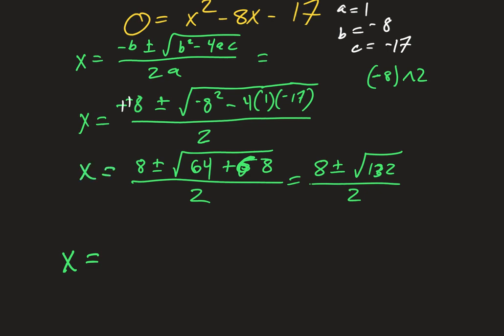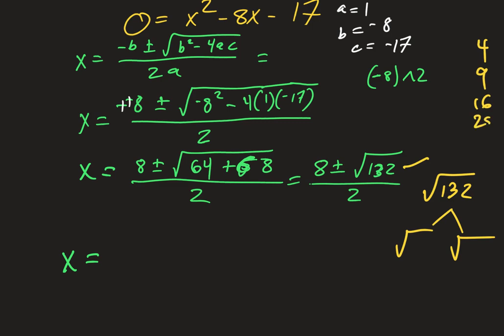I need to now take this over here, square root of 132. Is there a number that goes into both of those where one of them I know the square root of? So you're thinking of all the numbers that you know the square roots of: 4, 9, 16, 25. Most people typically start with the lowest number, 4. 4 goes in there. How many times? 33 times. Square root of 4 is 2. And 33 is prime, so that one's done.